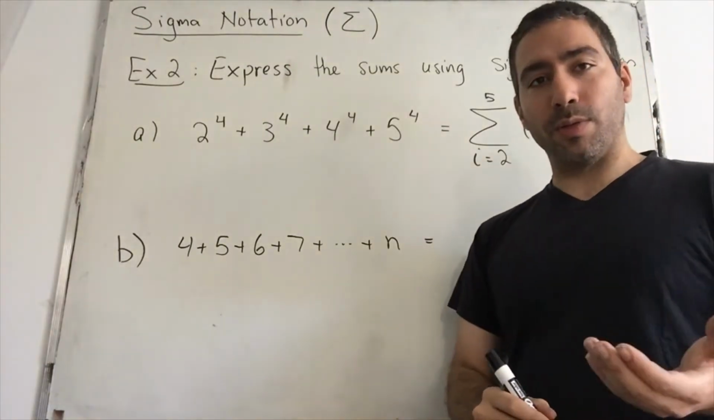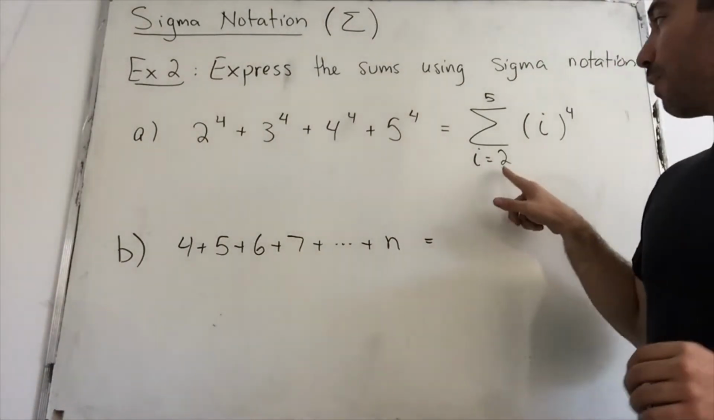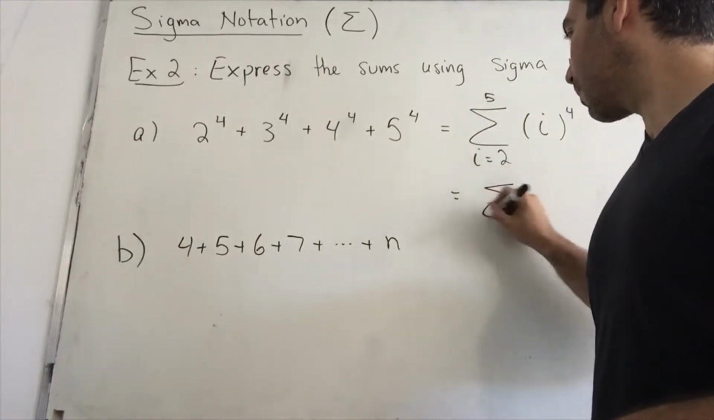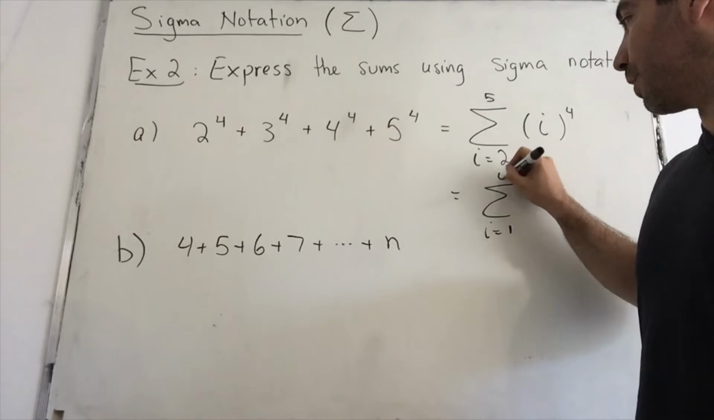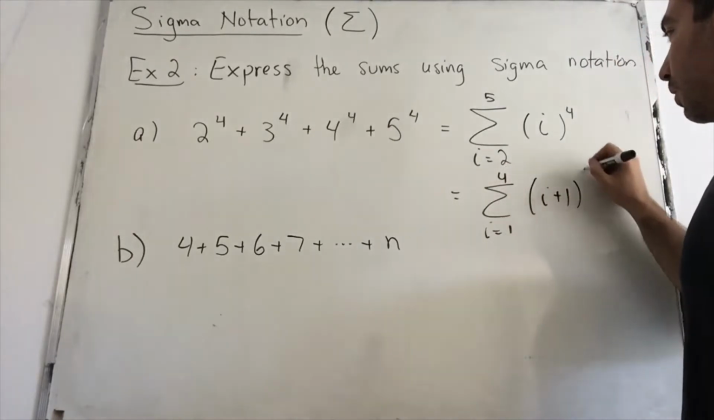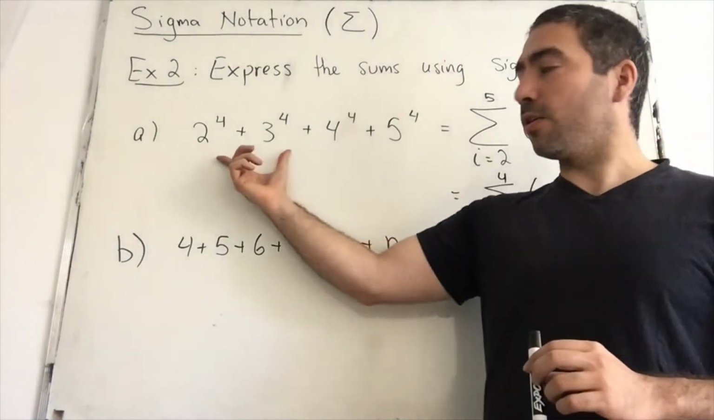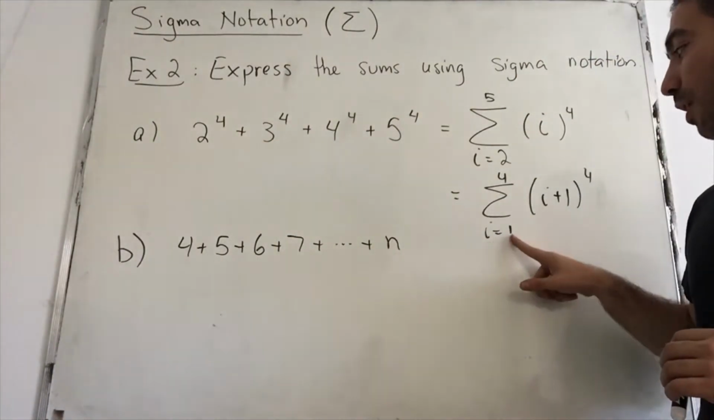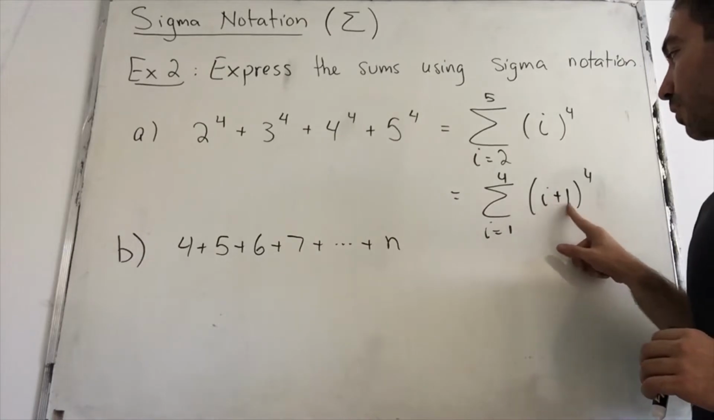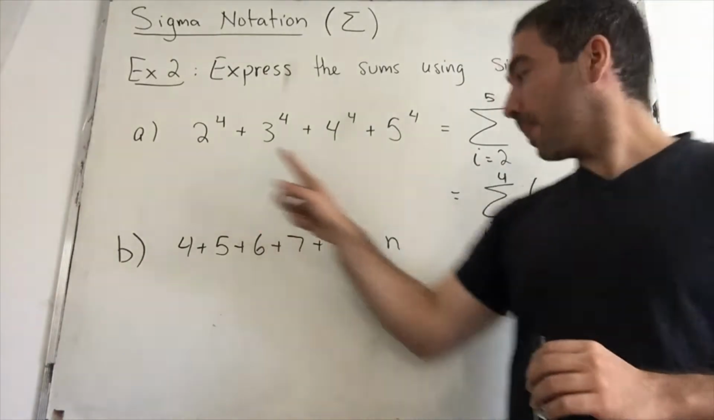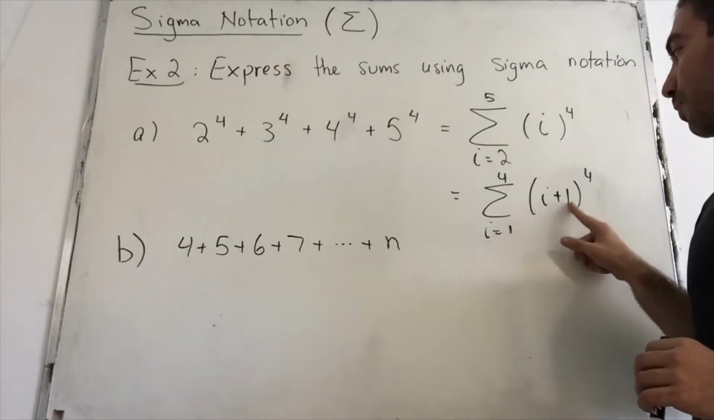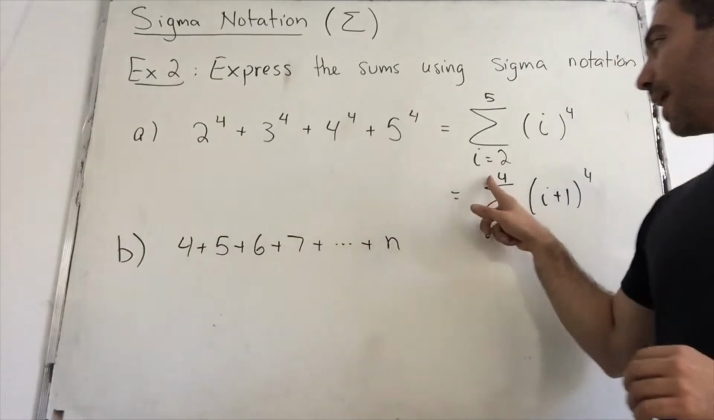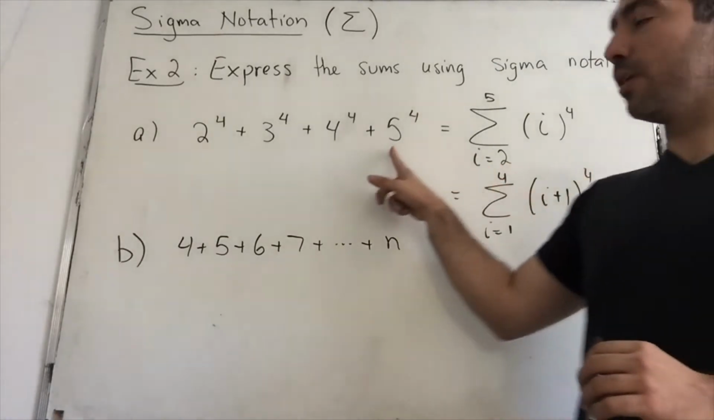Notice that this isn't the only possible solution. I could have started at 1, let me write it down here. I could start at I equals 1 and finish at 4 and write I plus 1 to the 4. Notice that this would also provide me with this form, because if I start at 1 here, I plus 1 or 1 plus 1 is 2 to the 4, which is my first term. Then the next one would be 2, so 2 plus 1 is 3, 3 to the 4, that's the next term. 3 plus 1 would be 4 to the 4, that's the next one, and then I stopped at 4, so 4 plus 1 is 5 to the 4, which is my last term.